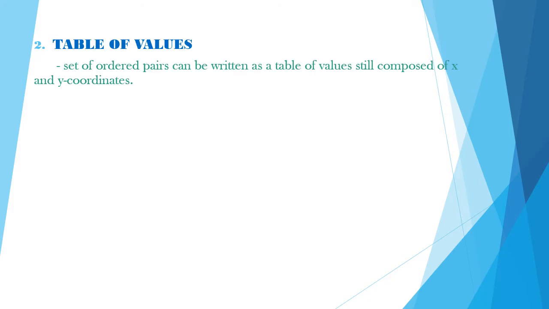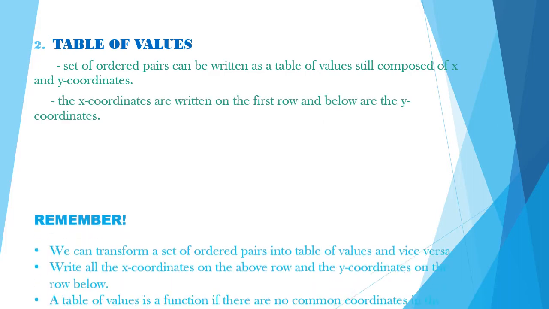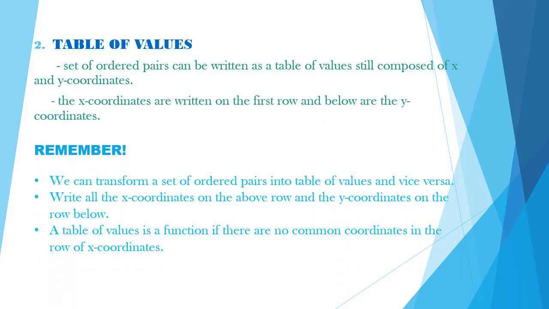Next, we have the table of values. It is where a set of ordered pairs can be written as a table of values, still composed of x and y coordinates. Remember that we can transform a set of ordered pairs into a table of values and vice versa. Write all the x-coordinates on the top row and the y-coordinates in the row below. A table of values is a function if there are no common coordinates in the row of x-coordinates.